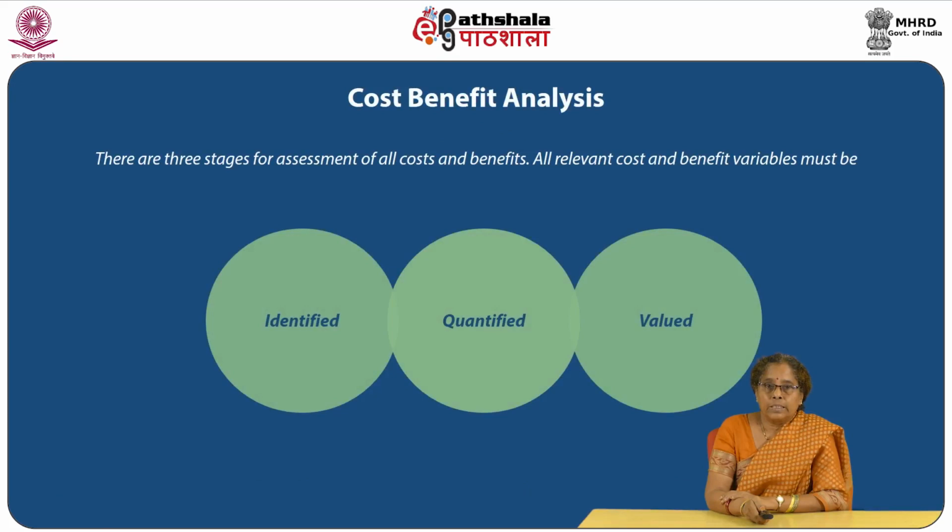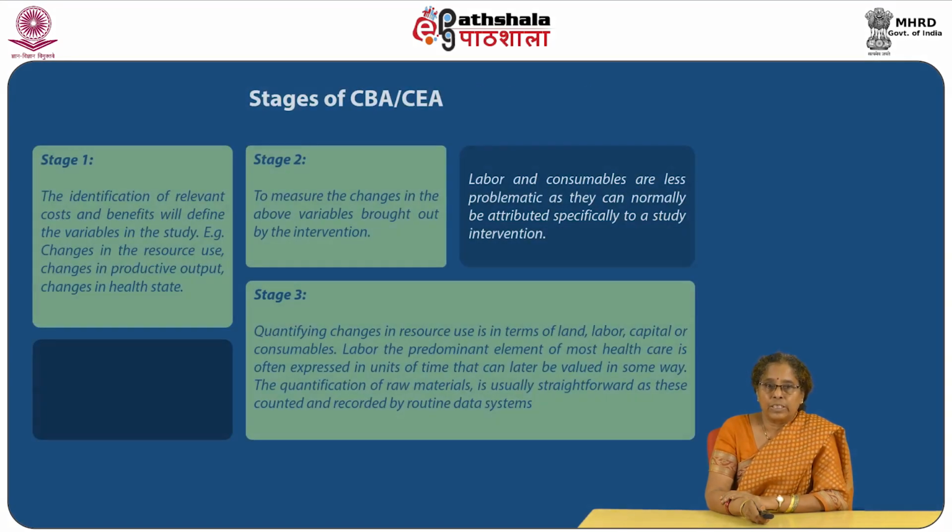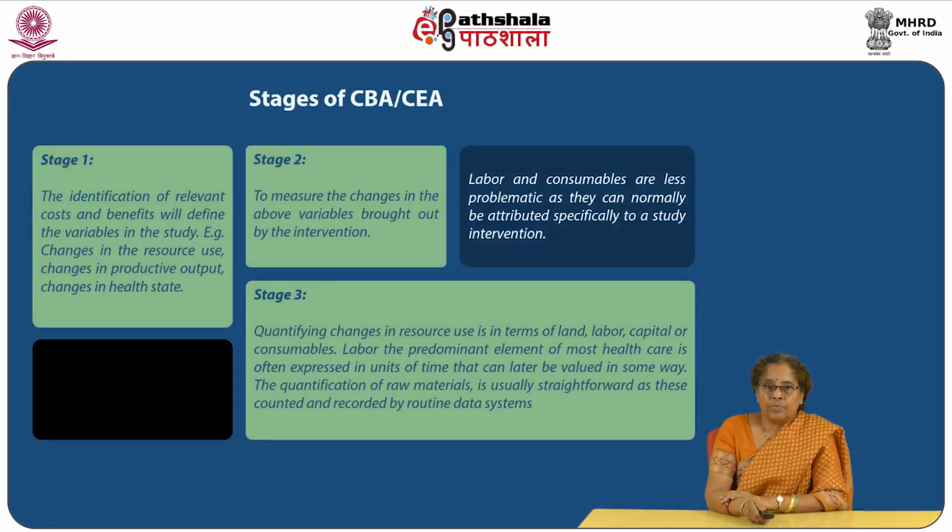There are 3 stages for assessment of all costs and benefits. All relevant costs and benefit variables must be identified. The second stage is quantified and the third stage is valued. Stage 1: the identification of relevant costs and benefits will define the variables in the study. Example, changes in the resource use, changes in productive output, changes in health state.